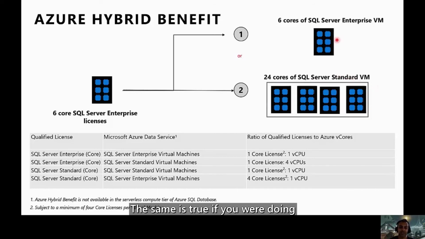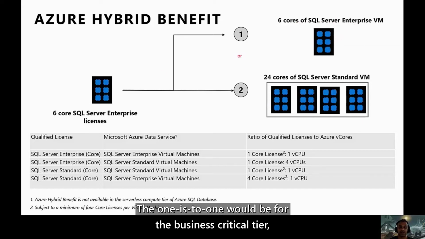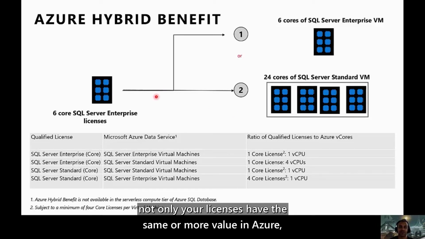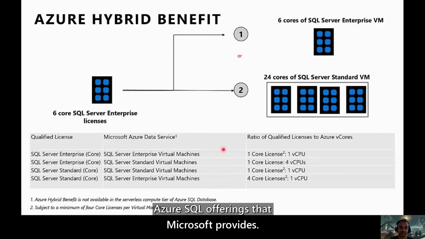The same is true if you were doing Azure SQL Database Managed Instance or Azure SQL Database. The 1:1 would be for the business critical tier. If you're deploying the general purpose tier, your 6 cores could cover 24 vCores of general purpose. So all in all, your existing licenses that are not being leveraged, or if you're migrating into Azure and you're shutting down or decommissioning your on-premises environments, not only do your licenses have the same or more value in Azure, your licenses now are fungible across the different tiers of Azure SQL offerings that Microsoft provides.